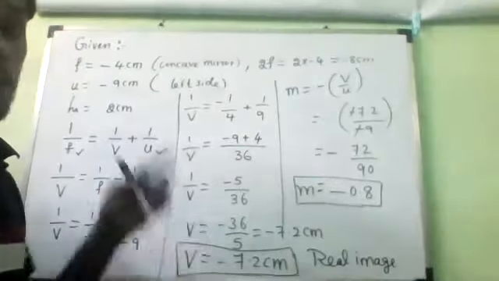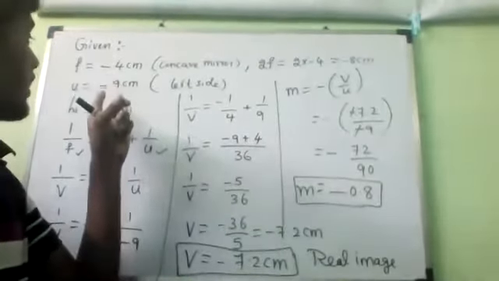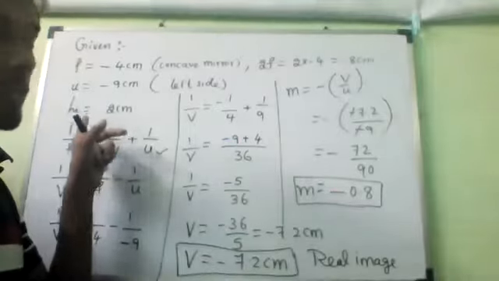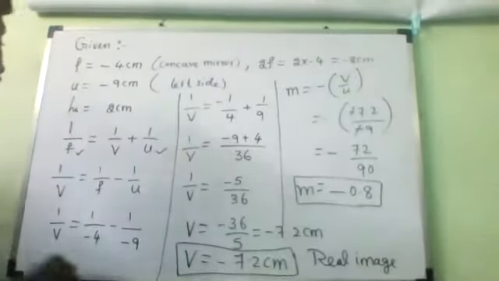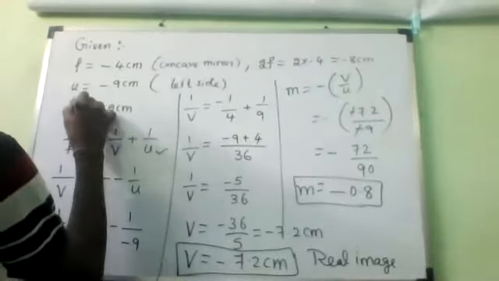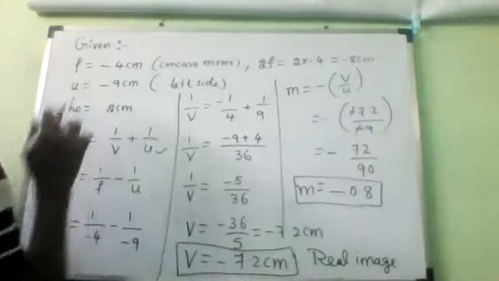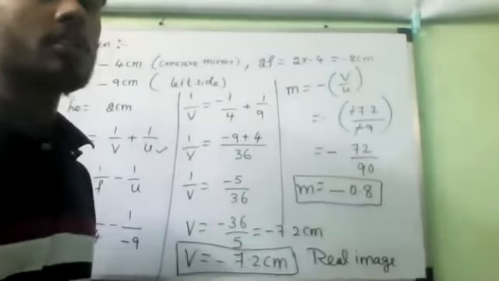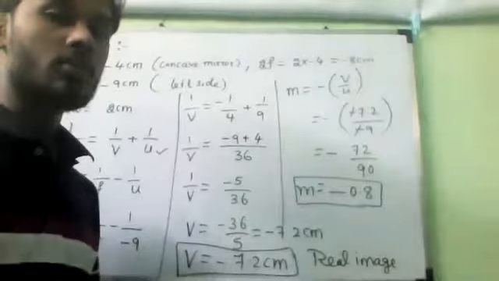So nothing. They have given focal length is 4 centimeter. Object distance is 9 centimeter, and the height of the object is 2 centimeter. You carry on from there. Do you know the given data, correct? Okay, sir. Focal length is 4, object distance is 9, and height of the object is 2 centimeter.